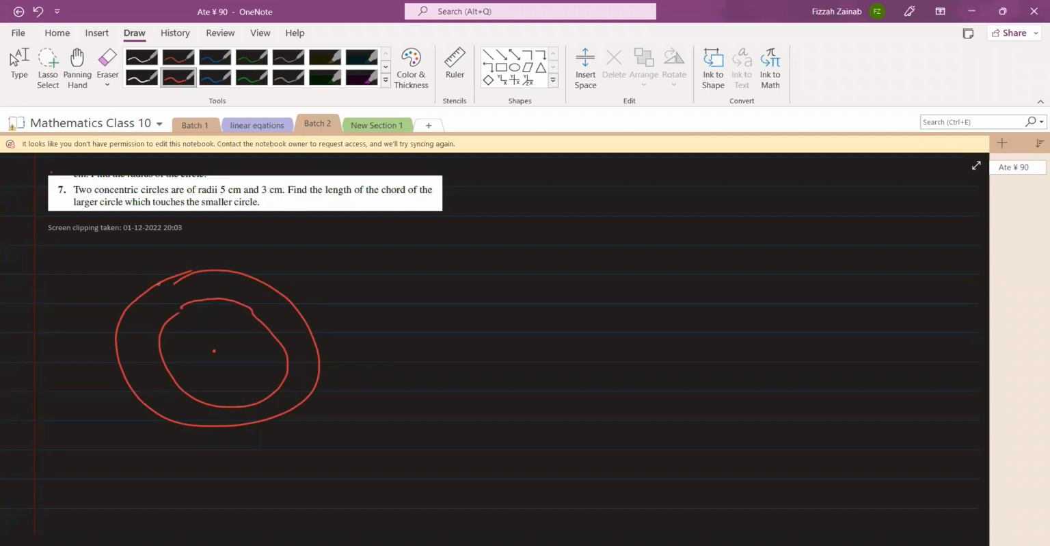So if I draw a chord here, this is a chord for the larger circle, right? And it is touching the smaller circle, so it will become a tangent for the smaller circle, right? What you have to find is the length of the chord. So you have to find the length of this tangent.